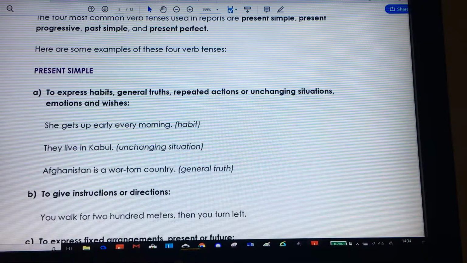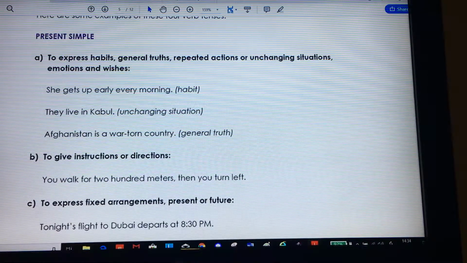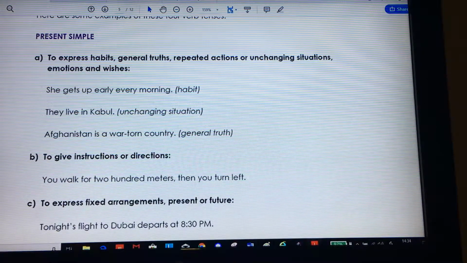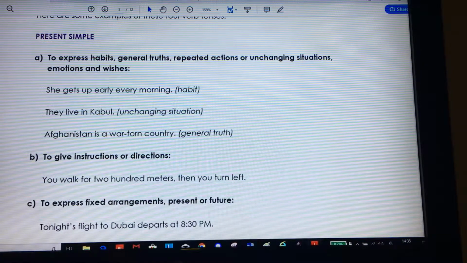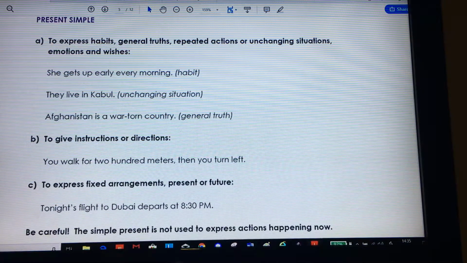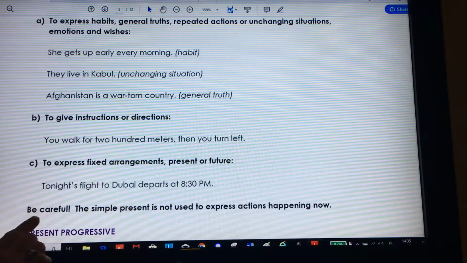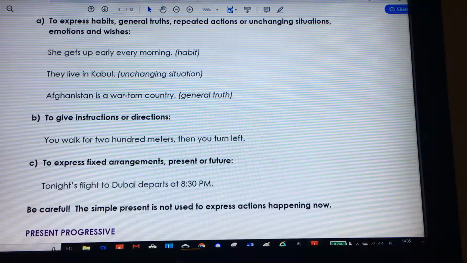So present simple is used to express habits, general truths, and repeated actions. So, she gets up early every morning. This is a habit. They live in Kabul. This is an unchanging situation. Afghanistan is a war-torn country. This is a general truth. So read through the different examples that they have of when to use present simple, but be careful. The simple present is not used to express actions that are happening right now.